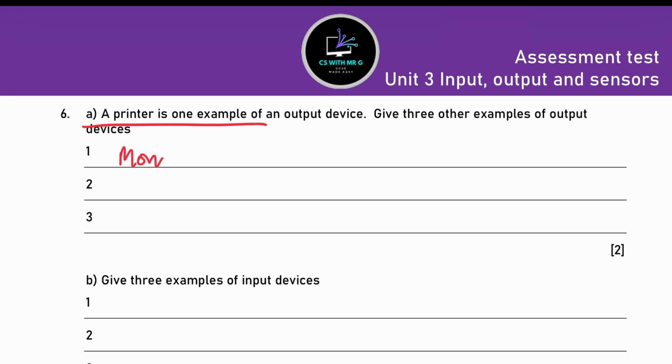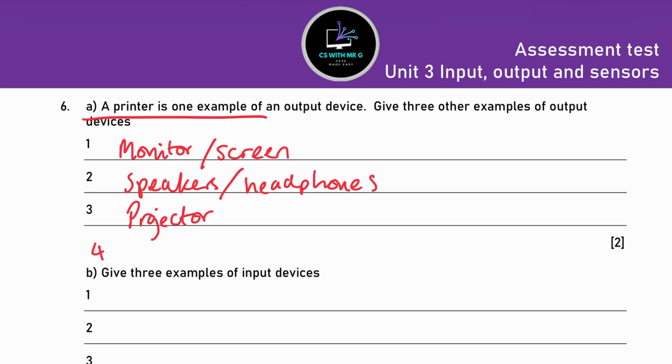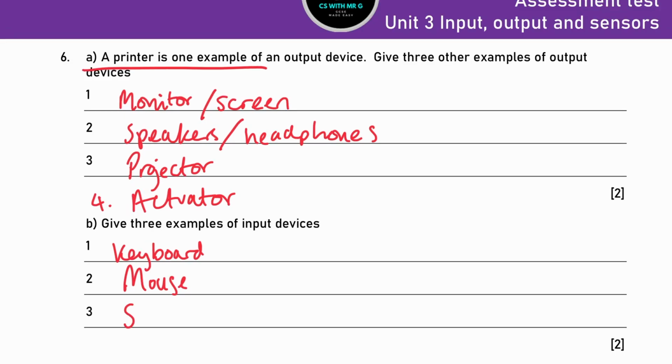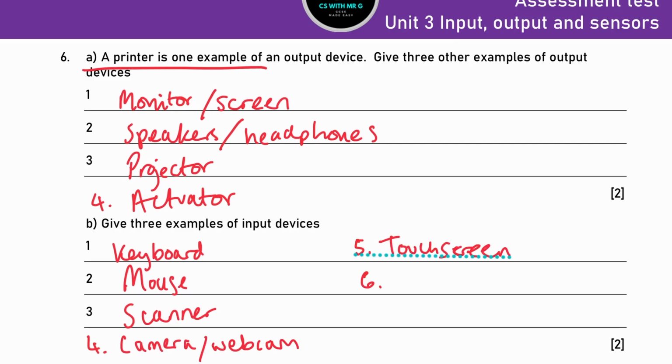First one, monitor. You've got speakers and headphones. Please be careful, guys, as to what they're outputting. Speakers and headphones do output sound, so try and think of some more. We've also got projector. And then from the sensors lesson, we have actuators, so some kind of movement. Input devices, we have many more. Keyboard and mouse being the obvious ones. We've also got a scanner, which is the opposite to a printer. We've got a camera or a webcam. You could also mention a touchscreen or a sensor.